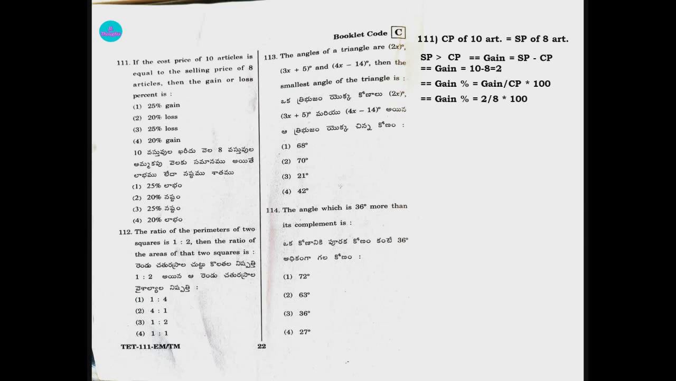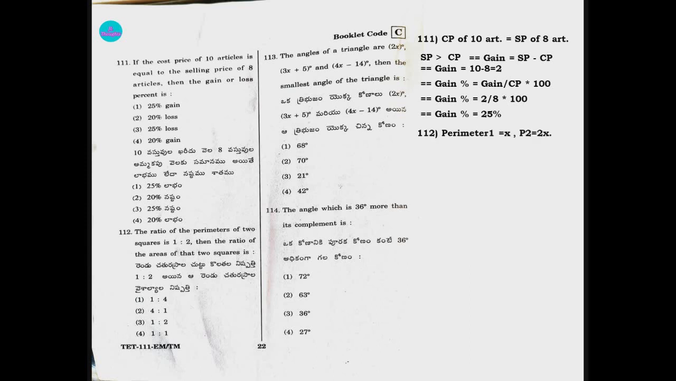Now, 111. If the cost price of 10 articles is equal to the selling price of 8 articles, then the gain or loss percent. For us, it's given that cost price of 10 articles is equal to selling price of 8 articles. So directly we can say that selling price is greater than cost price. So this is a gain. Gain, how will we find it? Selling price minus cost price. So 10 minus 8, that is equal to 2. Now gain percent is 2 by cost price 8 into 100, that is 25% gain.